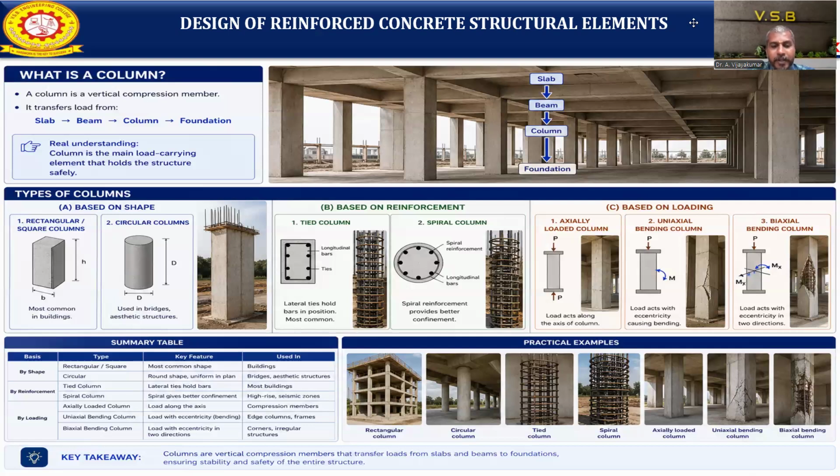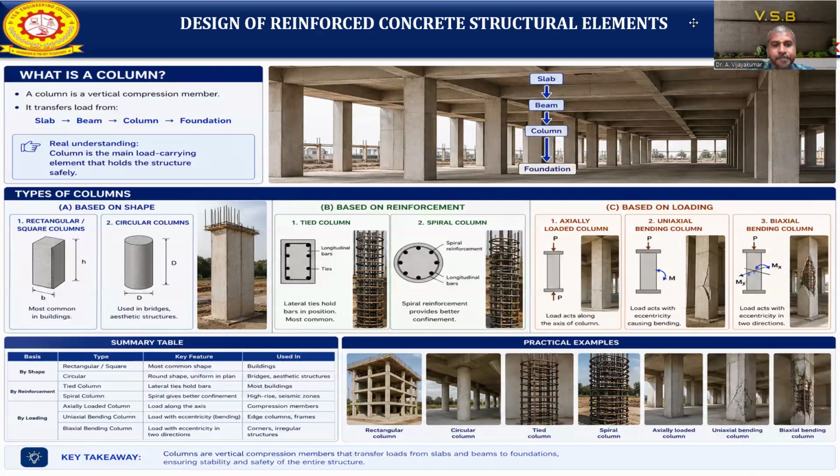Mainly the spiral reinforcement column we can use for high-rise buildings and seismic zones. They will have more confinement, which needs to be taken care of. So for those types of buildings we can use it, based on the load only: the axial load along the axis. Where more compressive load will be acting, there we can use an axial loaded column.